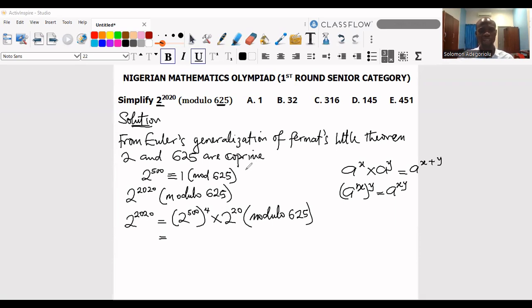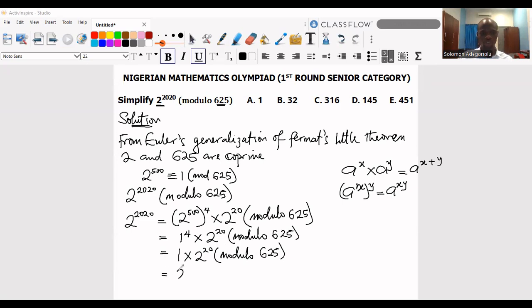Now, from the theorem we stated earlier, 2 raised to the power of 500 is congruent to 1 mod 625. That means 2 raised to the power of 500 is 1, which is raised to the power of 4, then times 2 raised to the power of 20, still in modulo 625. Of course, 1 raised to the power of 4 gives us 1, then times 2 raised to the power of 20 in modulo 625. So 1 times 2 raised to the power of 20 gives us 2 raised to the power of 20, modulo 625.